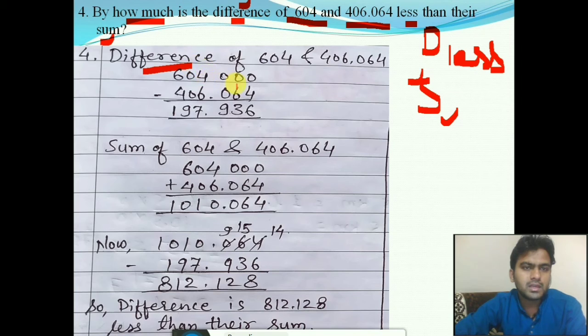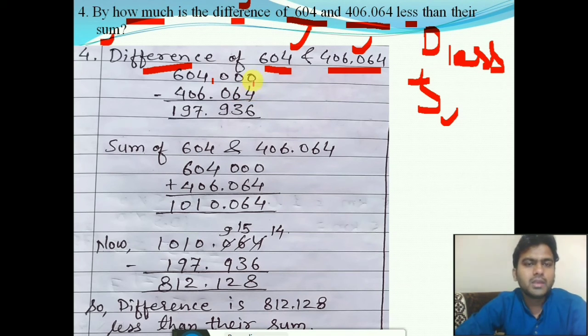So 604 is a whole number and this is a decimal number. So we can make this whole number a like decimal. After the decimal point, this decimal has three digits: 0, 6 and 4. So for this whole number 604 also, we will put three zeros after the dot. Now we can subtract these numbers. Now here 0 and here 4.